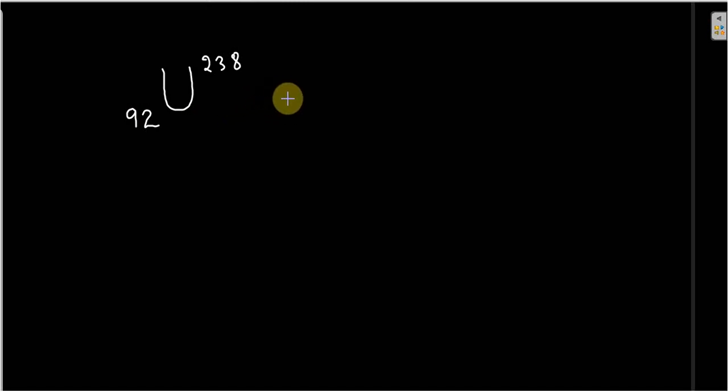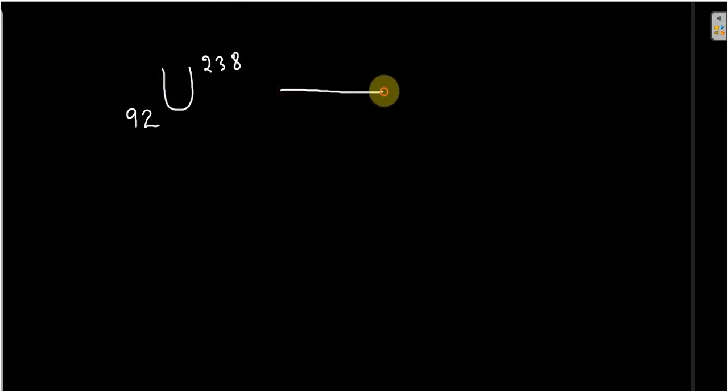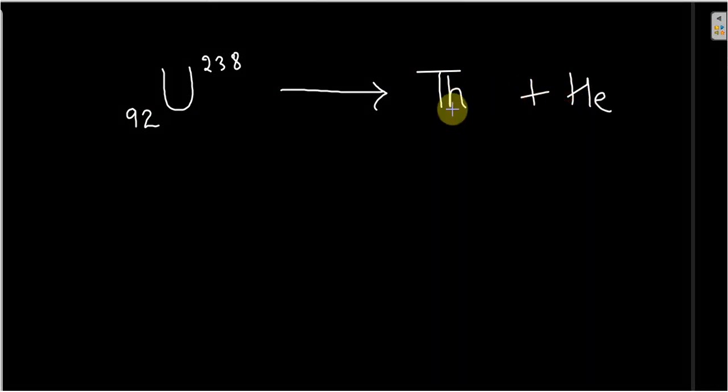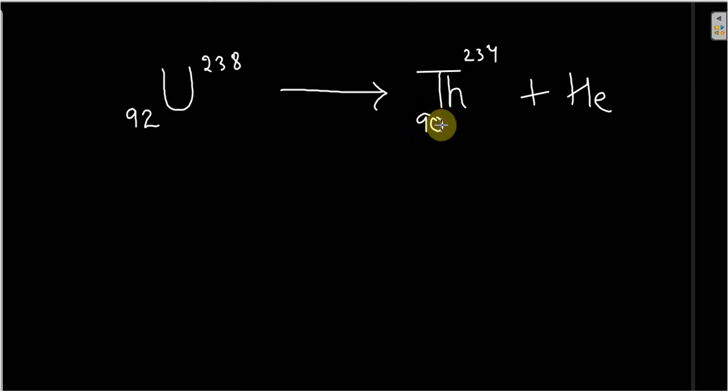When a neutron strikes the nucleus of a uranium atom, it divides itself into two parts. The first element is thorium and the second one is helium. So what is the thorium mass number? That is 234 and 90 is the atomic number, and for helium it is 4 and 2.